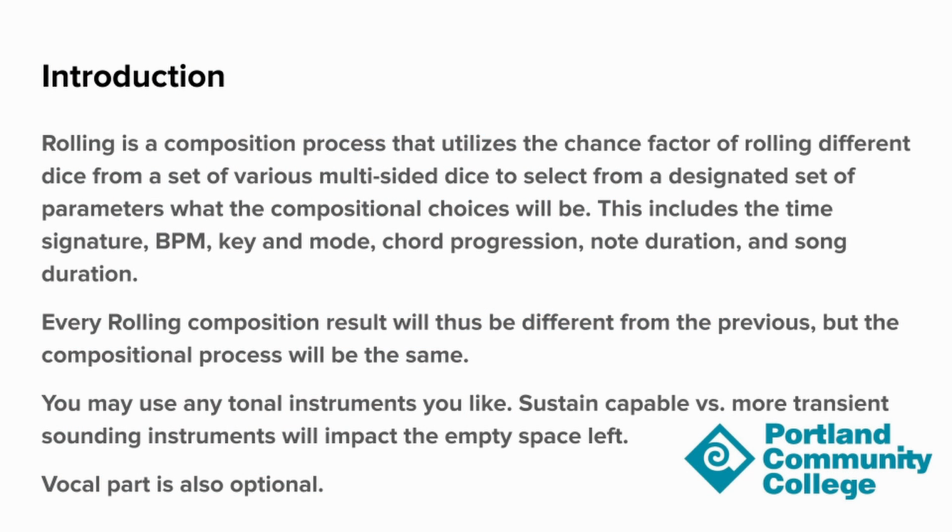Rolling is a composition process that utilizes the chance factor of rolling different dice from a set of various multi-sided dice to select from a designated set of parameters what the compositional choices will be. This includes the time signature, BPM, key and mode, chord progression, note duration, and song duration. Every rolling composition result will thus be different from the previous, but the compositional process will be the same.